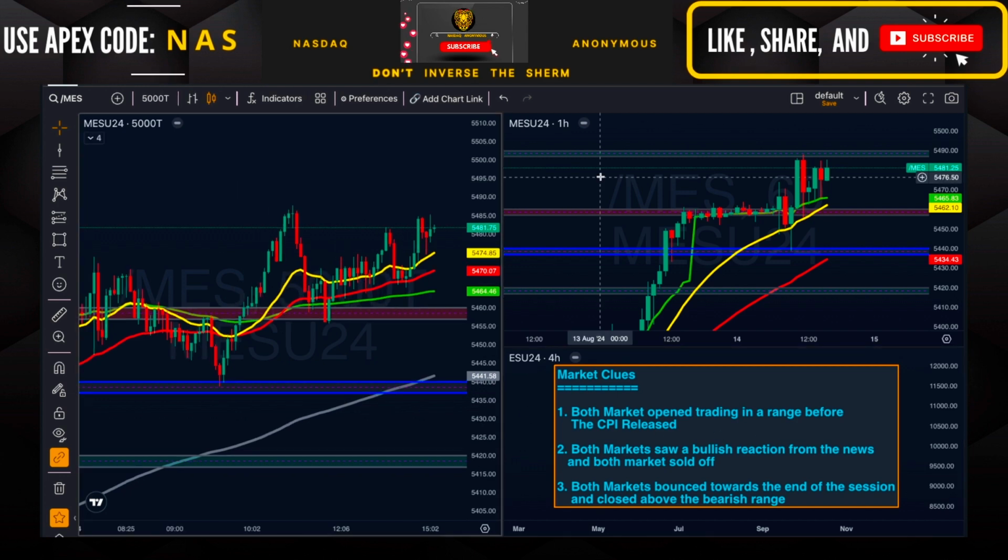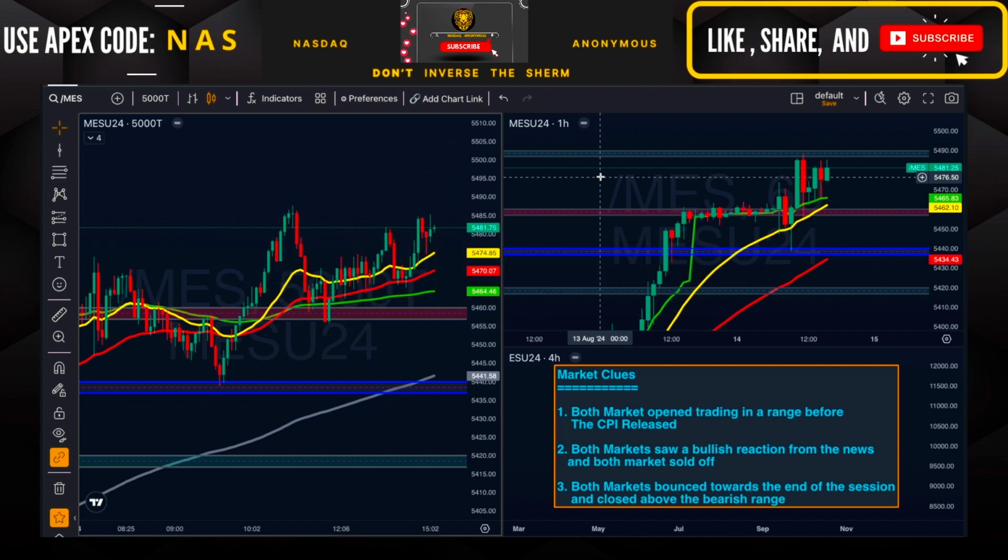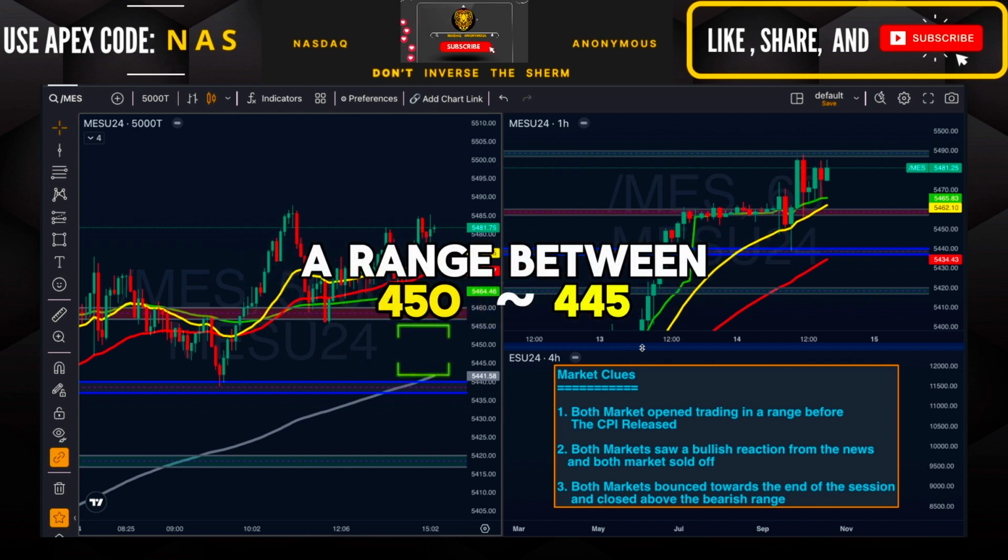So because price closed above this trading range, I'm going to be looking for the bulls to continue to trade to the upside. And I'm going to be looking at the psychological level around 5,500 and 495. If price trades into this range, this is where I believe that the bears will come in and we will see a reversal. However, if the market does manage to protect the high at 487 and we see a move to the downside, I'm going to be looking for the bulls to find support around 450 and 445.